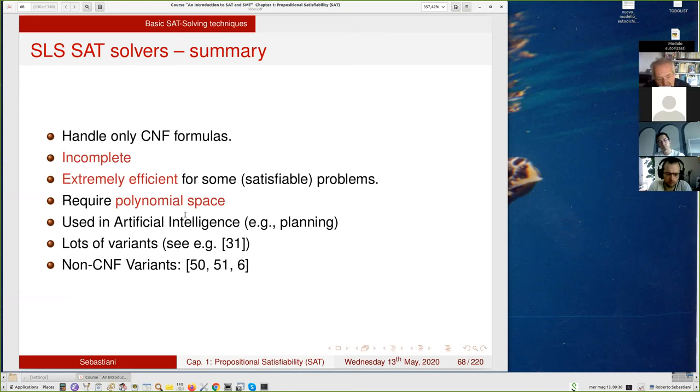If you have ever attended the course of Professor Holger Hoos, who used to give some courses here at the university a couple of years ago, he is a big expert on those topics, one of the world leaders on this. And you have some non-CNF variants on that, one actually by myself. But that's more or less it.